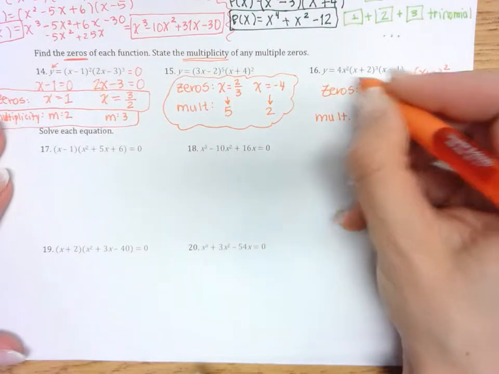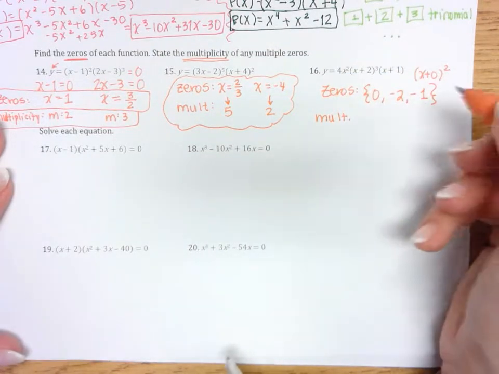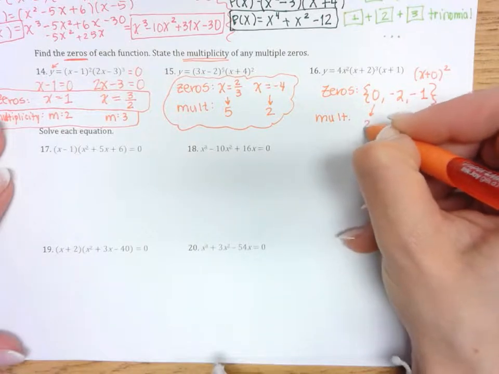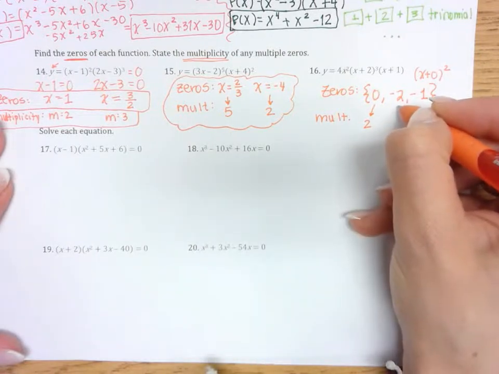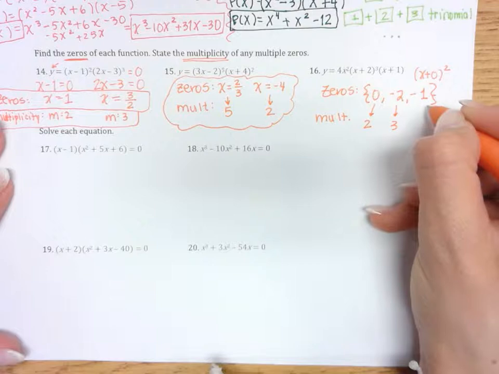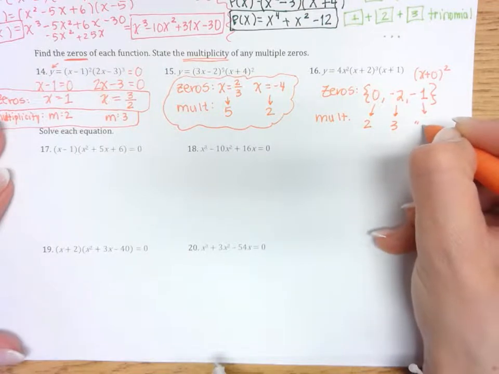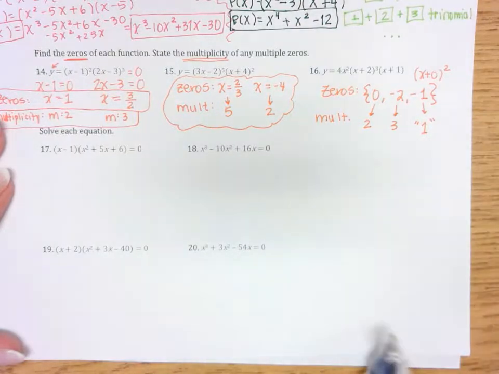Okay. It said for any multiple zeros, 1 time doesn't mean it's multiple. I'm just going to draw an arrow. The multiplicity for that one is 2. The multiplicity for this is 3. You really don't have to write it. It's not multiple. It's just once, so it's 1.